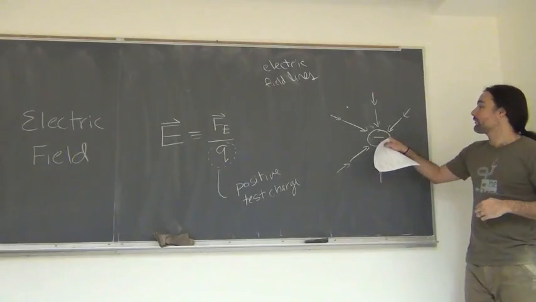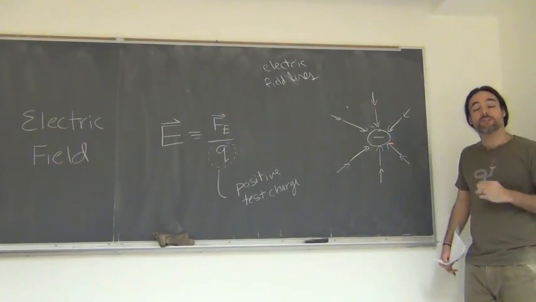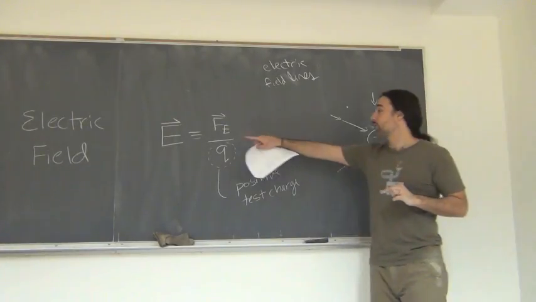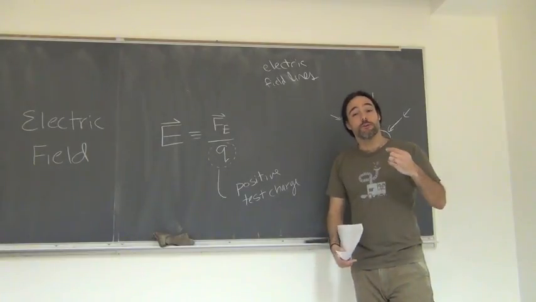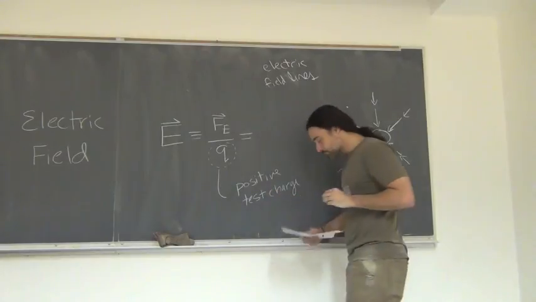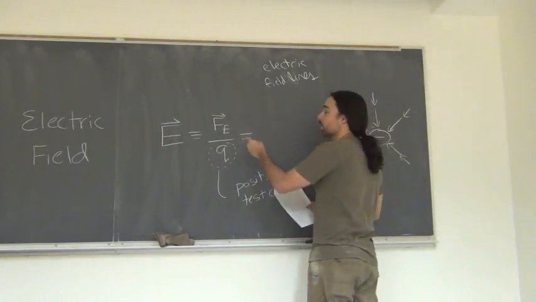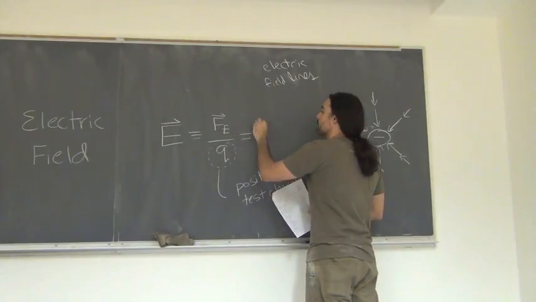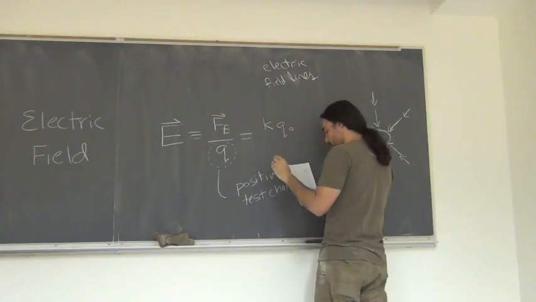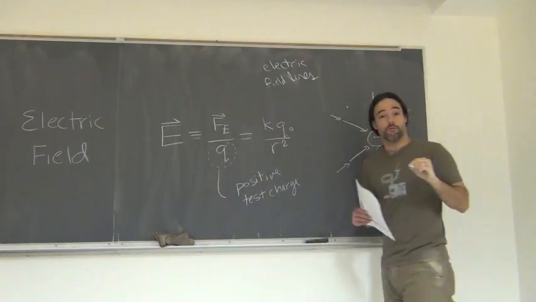Now, it turns out that for a simple situation where we're trying to figure out the electric field for a point charge, we've got a very simple formula, because we have a very simple formula for the force between 2 point charges. Which we can write just by plugging in Coulomb's law over here. This will be K Q0 over R squared.